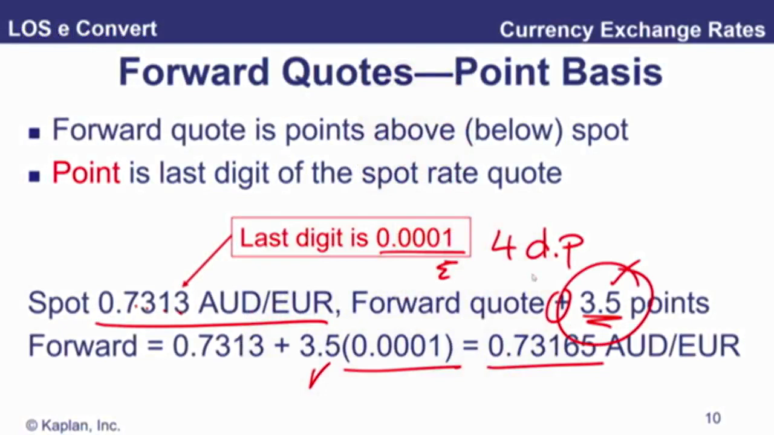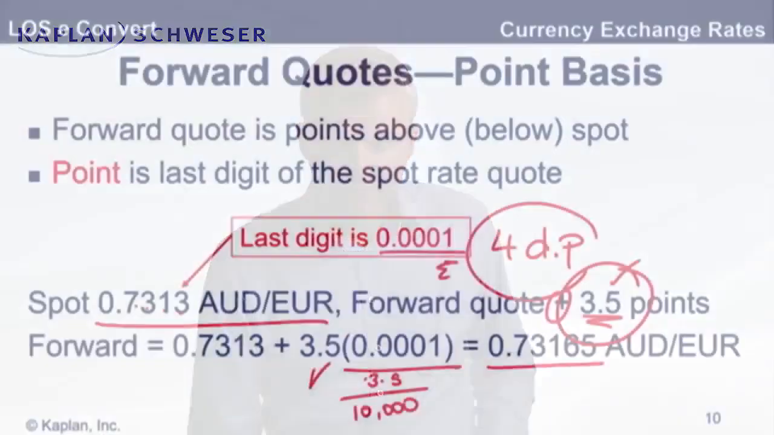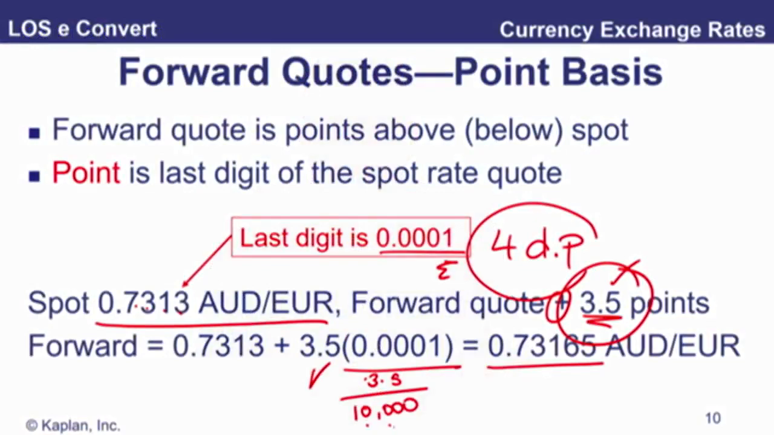Another way of tackling this, just in case you see this in model answers or you're used to doing this, you could see your 3.5 points here. Say, look, we have 4 decimal places in my spot. So I'm going to take my 3.5 before I add it in and divide by 10,000. Obviously, mathematically, that's absolutely identical to multiplying by 0.0001. But you're dividing by 10,000 because we have 1, 2, 3, 4 decimal places. Either way, as long as you get to 0.73165, you are in business.